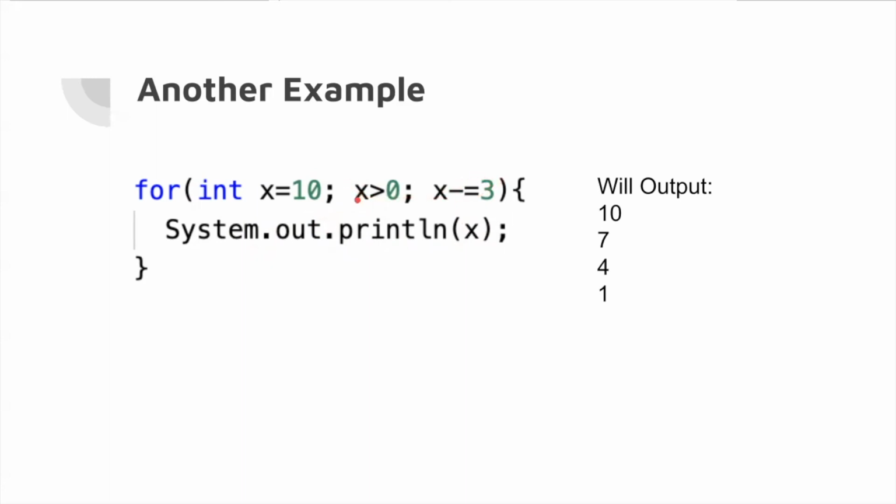7 is greater than 0, so it runs this code again. So it prints out x, which is 7, and then it decreases x by 3 again. So x is now 4. 4 is still greater than 0, so it prints out 4. And then x is decreased to 1, so 1 is still greater than 0, so it prints out 1. And then after that, it decreases x by 3 again. So x is now -2, and -2 is not greater than 0. So the for loop stops after this.